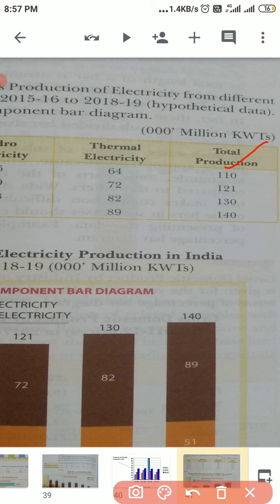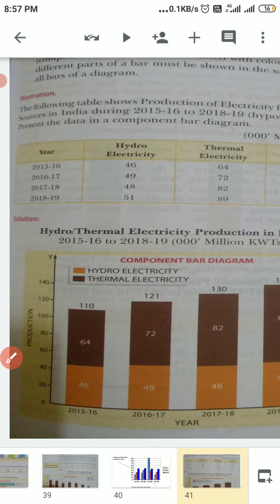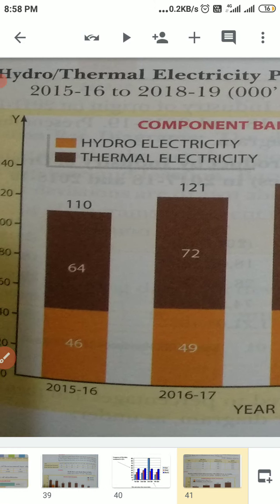So you will form a bar of height equal to 110, so that you can divide that bar into 64 and 46. You can see here. So you should add the data first to show the component bar diagram, or that is called subdivided bar diagram. So add it, equal to 110, then take its height up to 110. After taking this, you can divide the bar by cumulative frequency also.